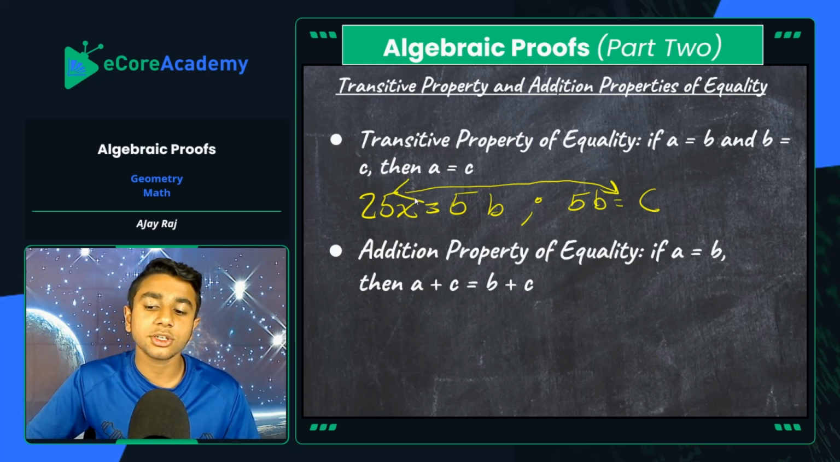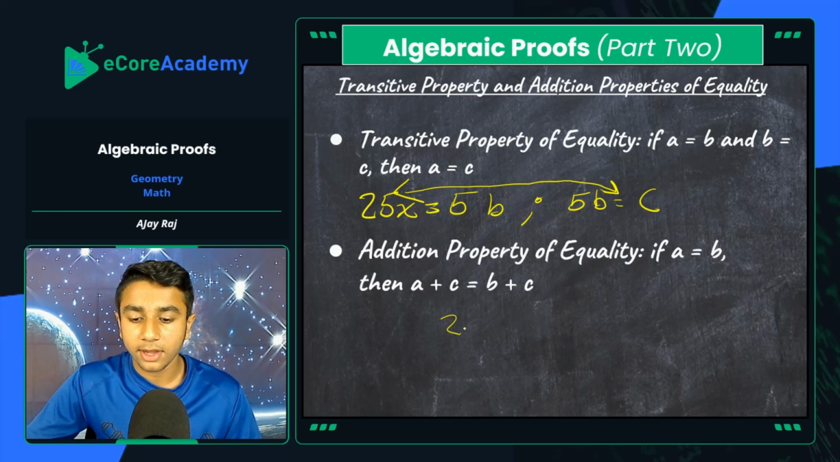And then our next one is the addition property of equality. A very basic equality statement says that if A equals B in an equation, then A plus C equals B plus C. What that's basically saying is, if you add the same value to both sides of an algebraic equation, then it'll always maintain equality. So say, for example, we're saying that 25 is equal to 25.